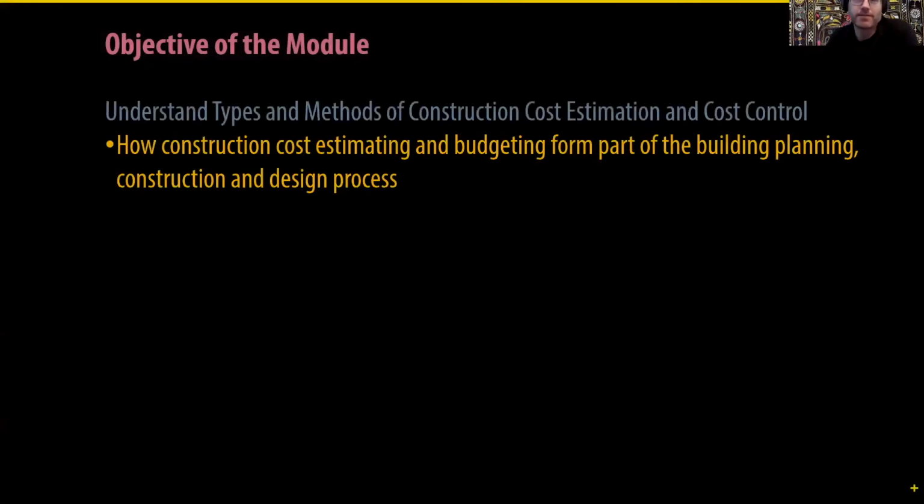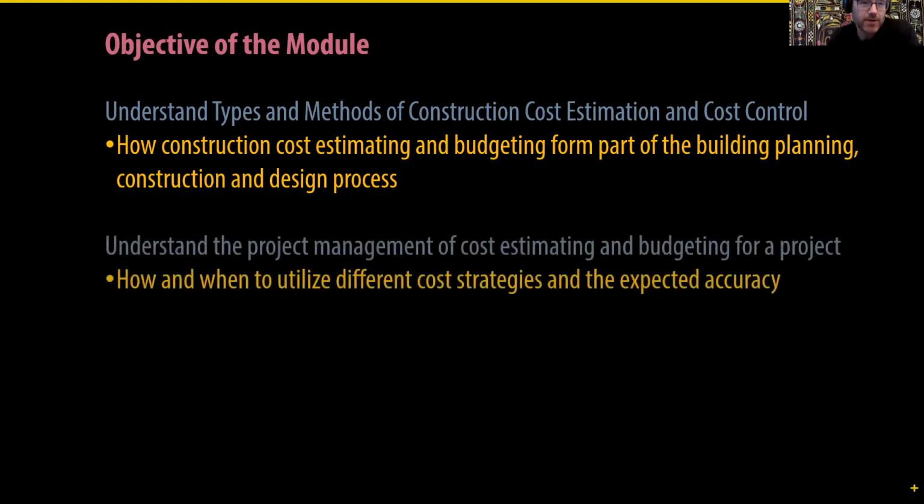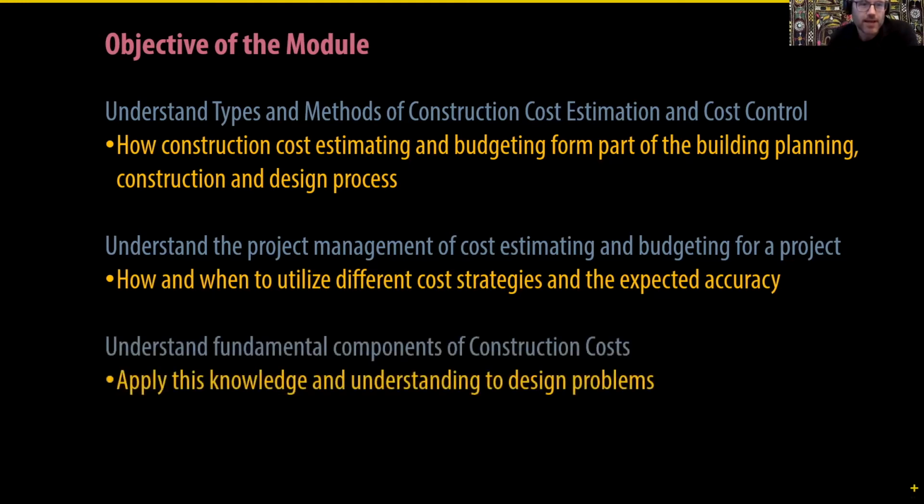So some objectives I have are really to understand the types of methods of cost construction estimation and cost control, how construction cost estimating and budgeting form part of building planning and the construction and design process, understand the project management of cost estimating and budgeting for a project, and how and when to use different cost strategies. And again, you're going to get a kind of fire hose version of this, and we can always revisit this at a different time. And understanding fundamental components of construction costs and applying this knowledge to understanding design problems.